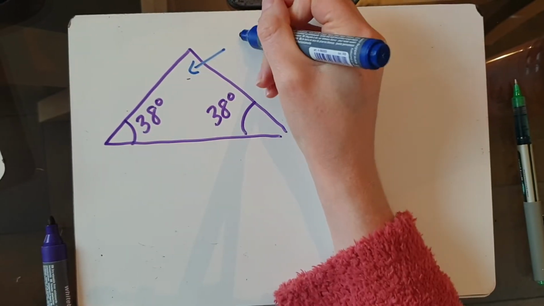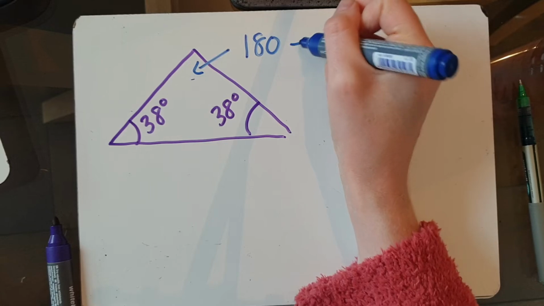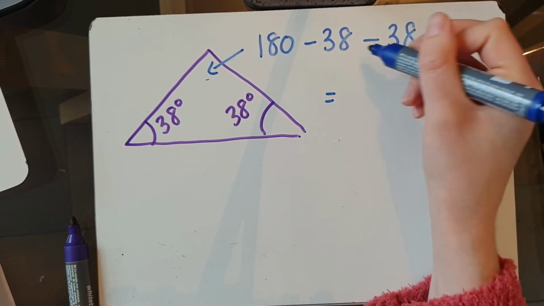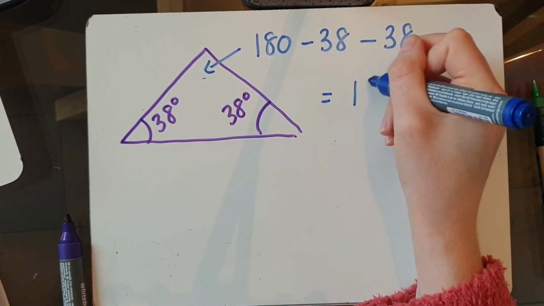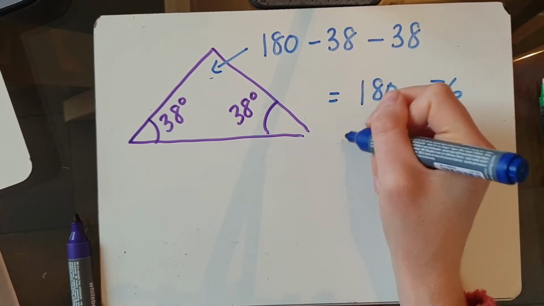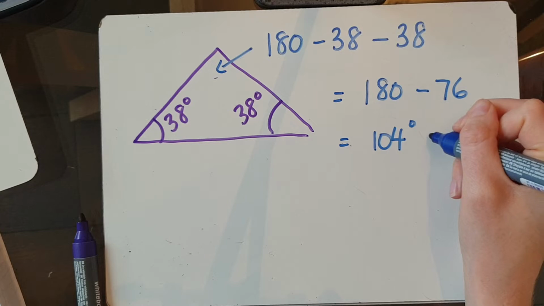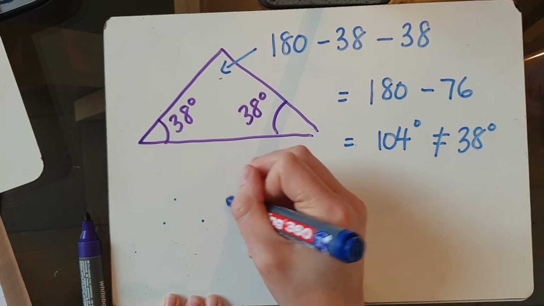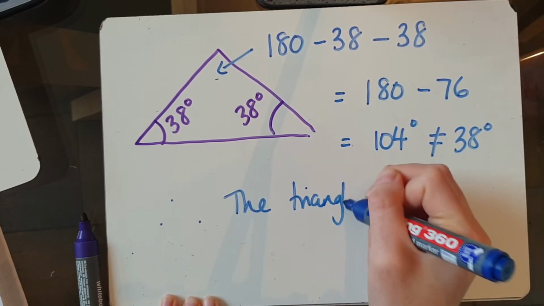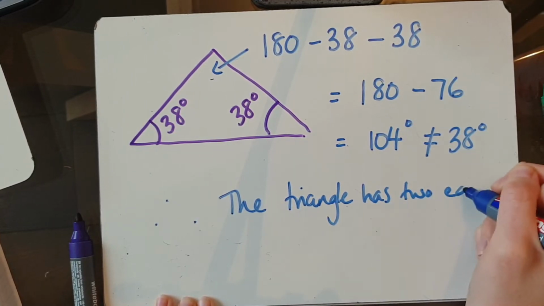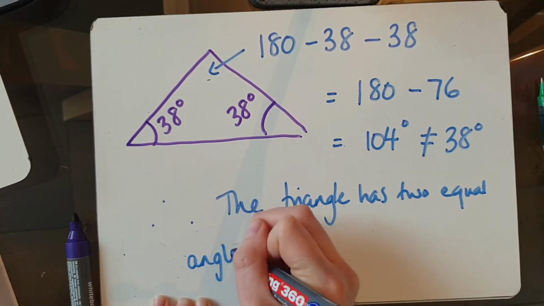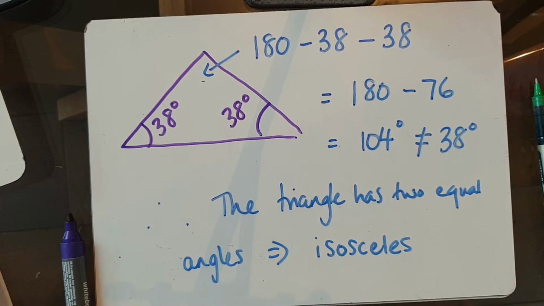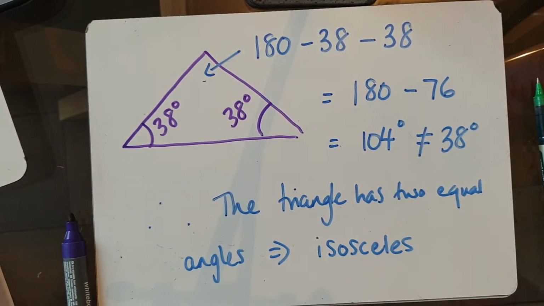So angles in a triangle add to 180. Then I need to subtract the other 2 angles. And if I do 180 minus 38 minus 38, I get 180 minus 76, which is 104 degrees. That is not the same as the other 2 angles. So therefore, the triangle has 2 equal angles, which means it is isosceles. So can you copy that example down, please? Pause the video to do so.